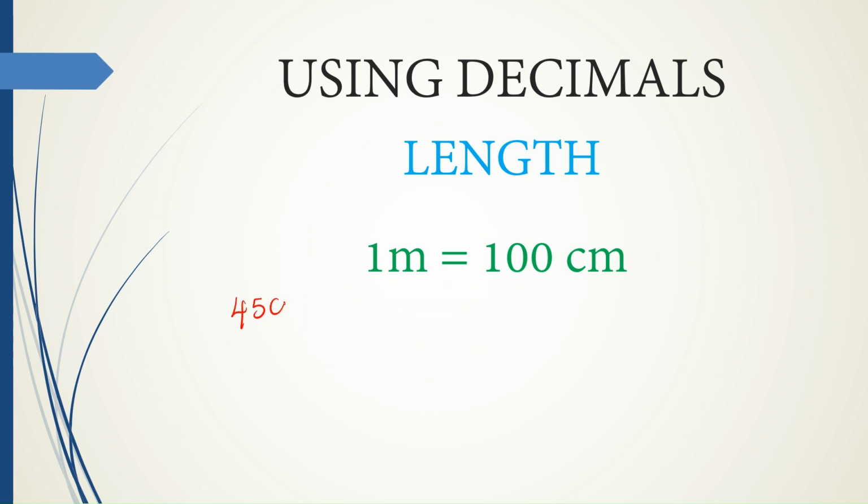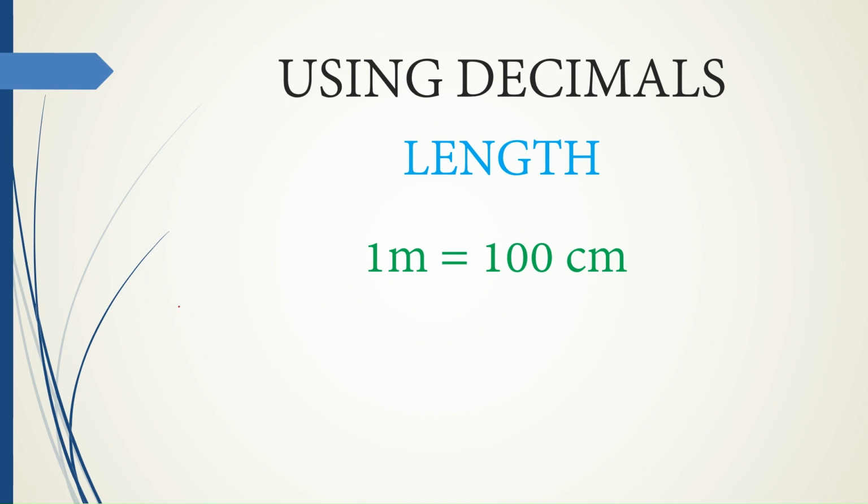1 centimeter is equal to 0.01 meters. 45 centimeters in terms of meters means 45 out of 100 parts of a meter. Now 45 upon 100, this we can directly write. We have discussed this in the previous videos. When we have two zeros in the denominator and two digits in the numerator, we can directly write it as 0 point, both the values from the numerator, 0.45 meters.